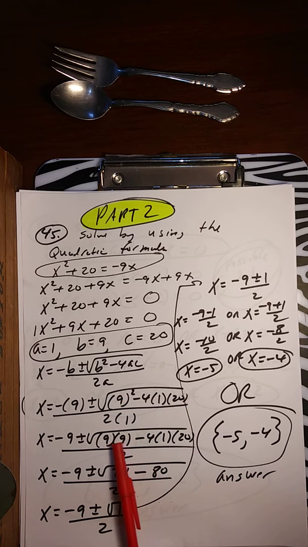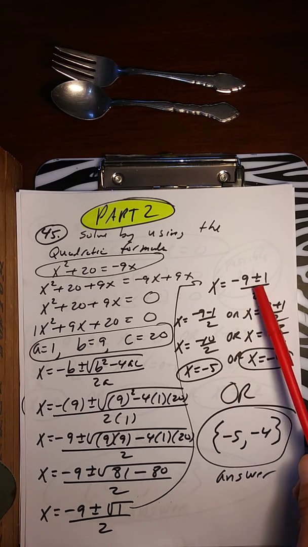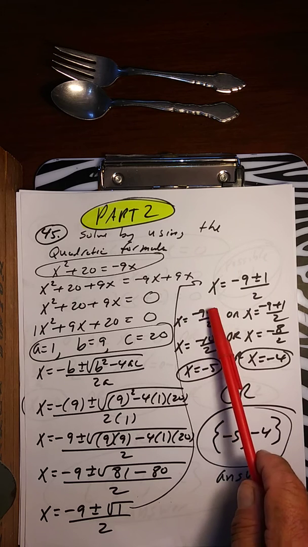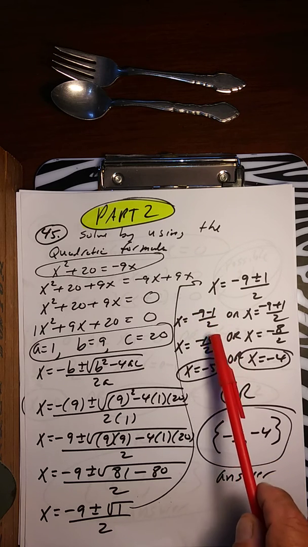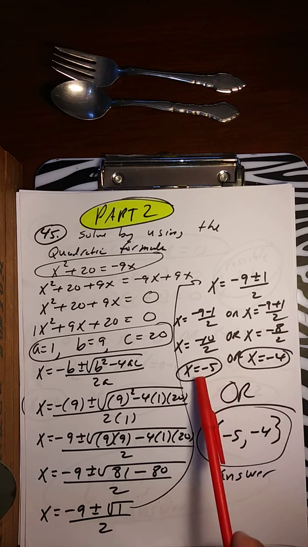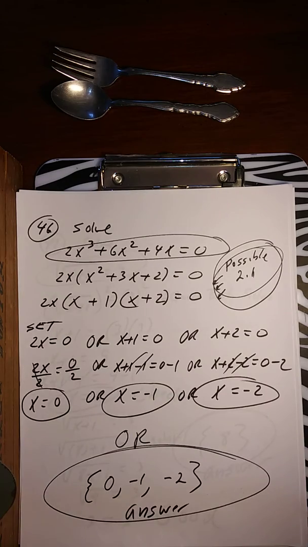So that's going to be 9 times 9, which is 81, minus 80. That's going to be 1. Square root of 1 is 1. So negative 9 plus 1 or minus 1. Negative 9 minus 1 over 2 is negative 10 over 2, which is negative 5. Negative 9 plus 1 is negative 8 over 2, which is negative 4. So negative 5 and negative 4 are the answers using the quadratic formula.